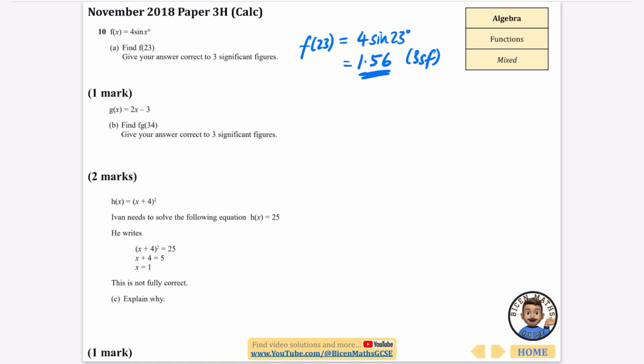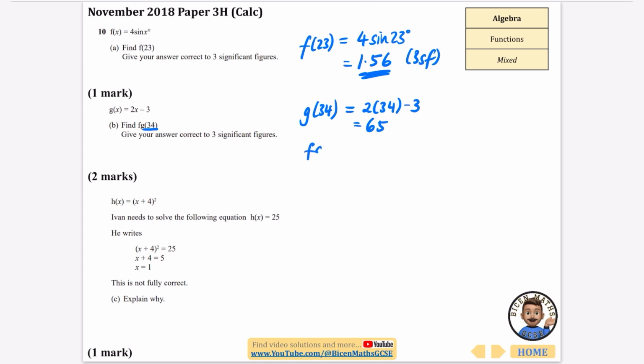It then says for this part, g of x is equal to this, find f of g of 34. So I'm going to do like I did in the previous part. I'm going to find out what g of 34 is, and then I'm going to put that into f. So you always start off doing the part that's next to the number. So g of 34, that's going to be 2 times 34 minus 3. Well, you could do this on the calculator. That's 68 take away 3, which is 65.